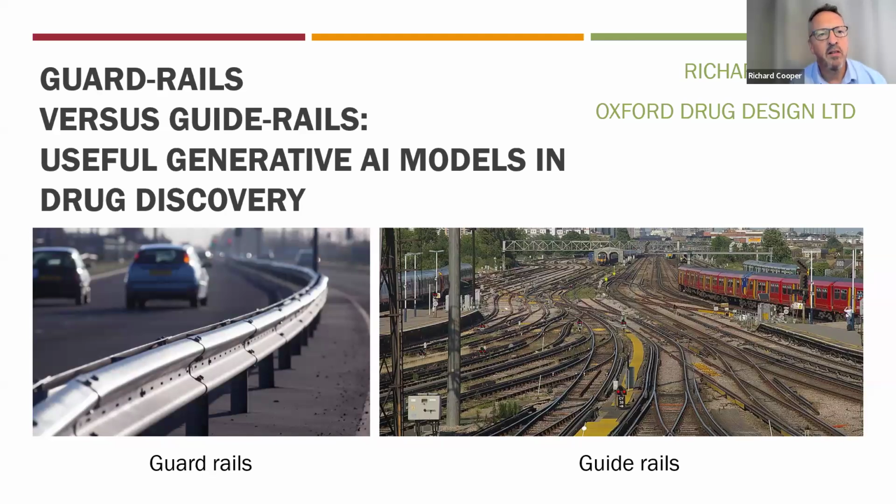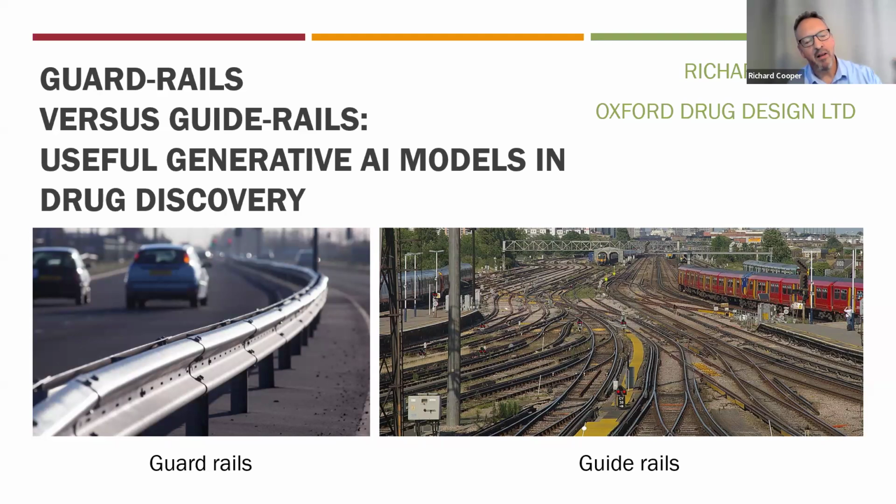The title of this talk is Guardrails versus Guide Rails, or I can't remember, maybe it was the other way around. But I want to talk about useful generative AI models in drug discovery. And so we're going to get there by talking about when generative AI models are less useful. We'll come around to that, ending up at that point in the talk.